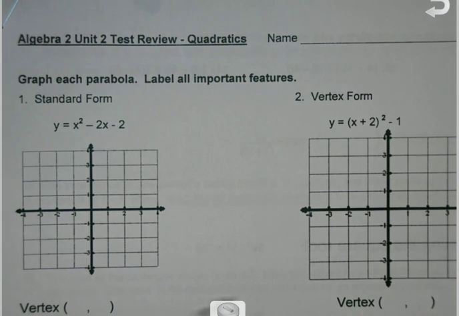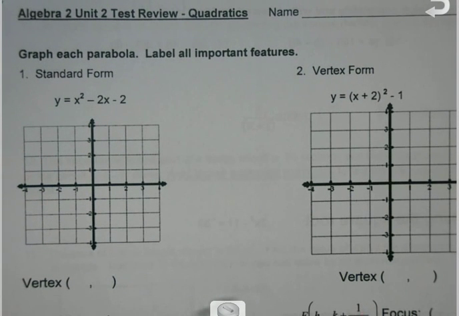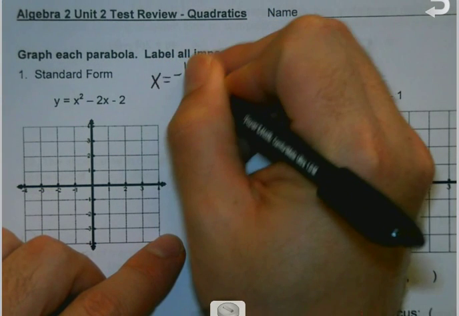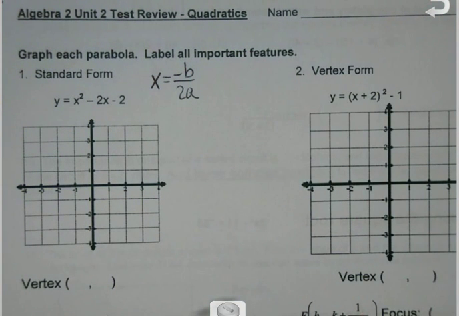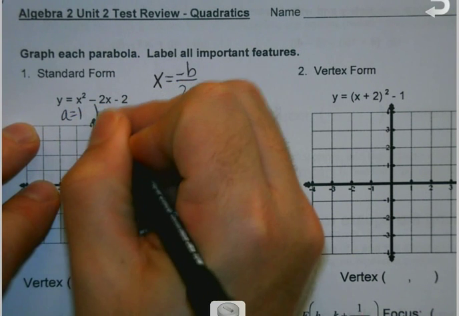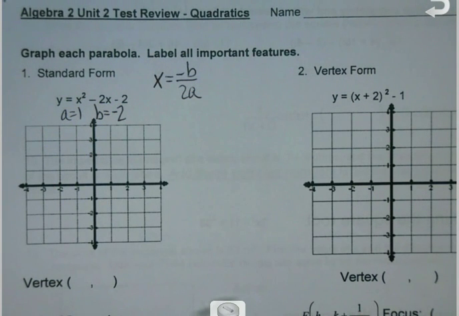So here on number 1, notice that it mentions that we're going to want to find the vertex right away. Now there's a little formula for that. Notice, not here. You need to know this one. To find the x value of my vertex, we use negative b over 2a. So again, my a value in this case would be 1. My b value would be negative 2. And I'd plug those in.